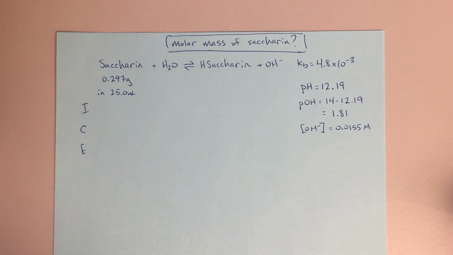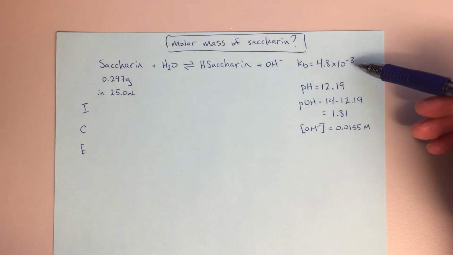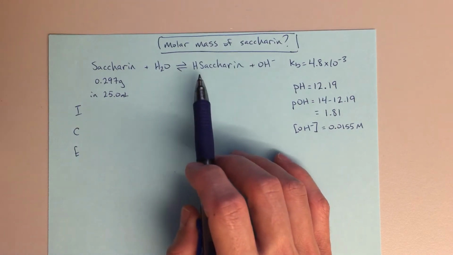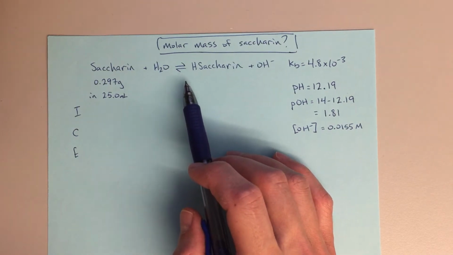What we've got here is a little bit more difficult problem where we've got a weak base. The first line of the problem says saccharin is a base with a Kb of 4.8 times 10 to the minus third. The fact that I'm given a Kb tells me that it is a weak base. And because it's a weak base, I can go ahead and write the general form of my Kb expression.